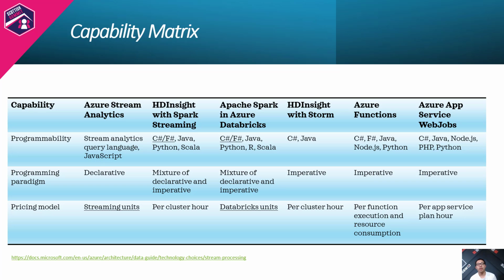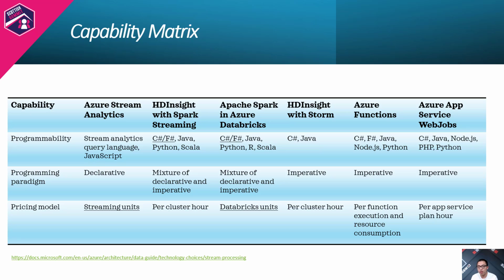Now, if we look at the capability matrix, we'll see that Azure Stream Analytics is a declarative sort of programming model. You use the SQL-like query language, whereas with HDInsight, you can have a mixture of different languages. You can use C#, F#, Java, or Scala, because it's Spark. So Apache Spark in Databricks is somewhat similar because they're both Spark. And there's another option called HDInsight with Storm. I haven't used it before, so I can't comment on that.